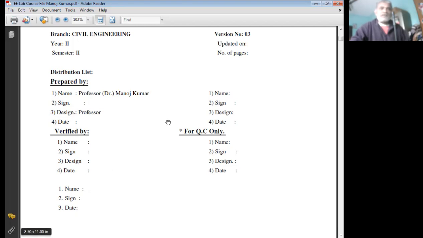the other professors of the department, quality check by the other department. This sign is compulsory for the quality control audit. This sign is mandatory.